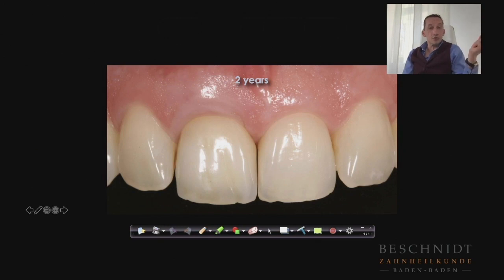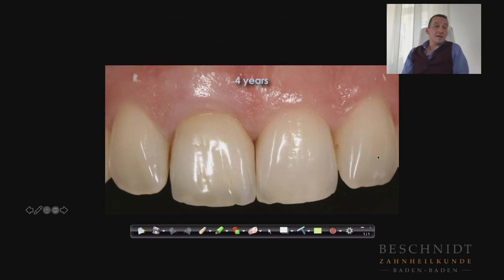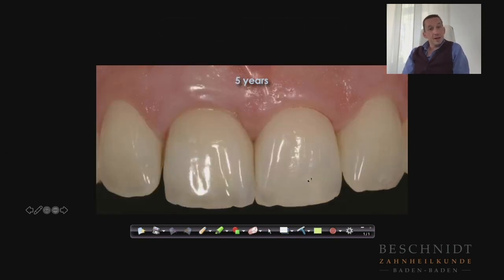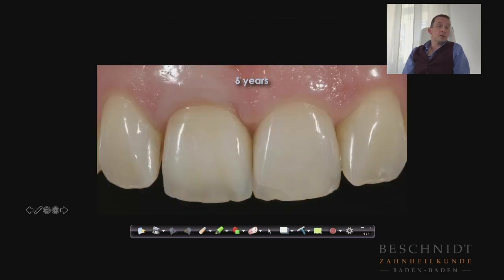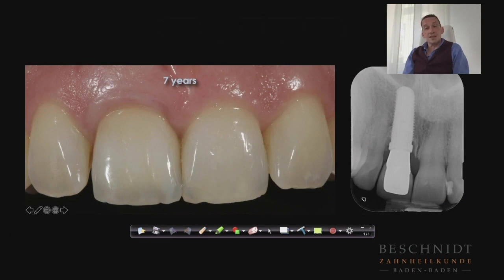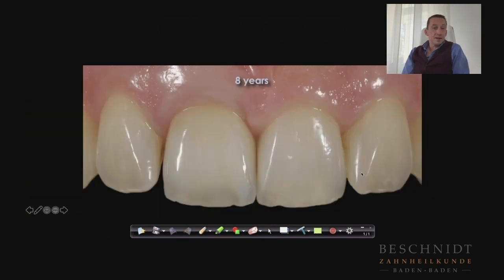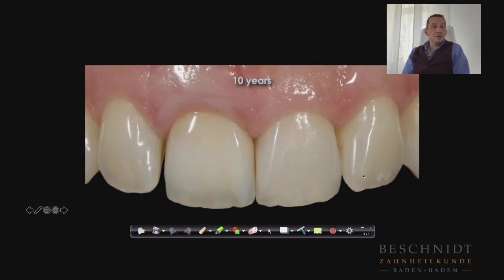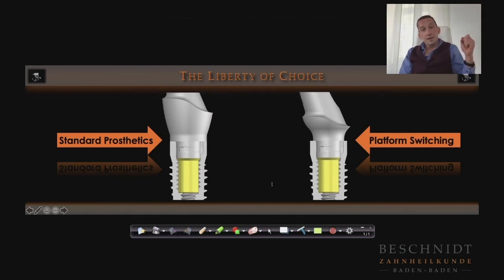This is the 2-year control. This is after 4 years. 5. 6-year control. No recession defect. After 7 years, you see the soft tissue and the hard tissue quite in a stable position. And over the years, we didn't find any additional recession defect.